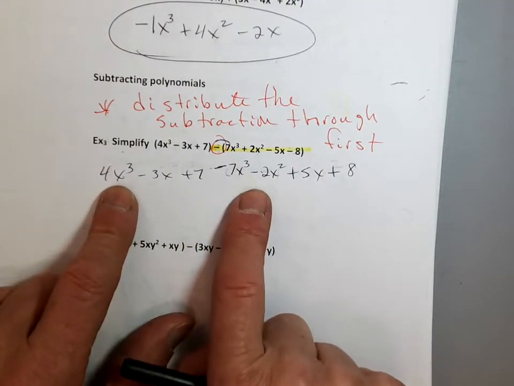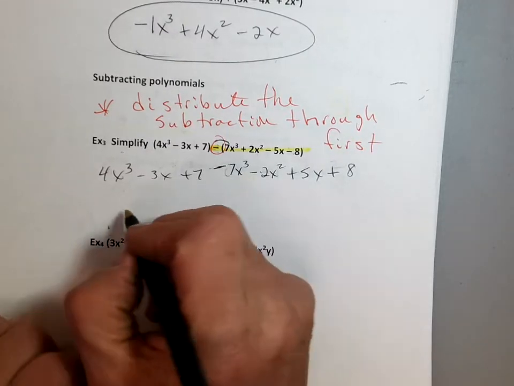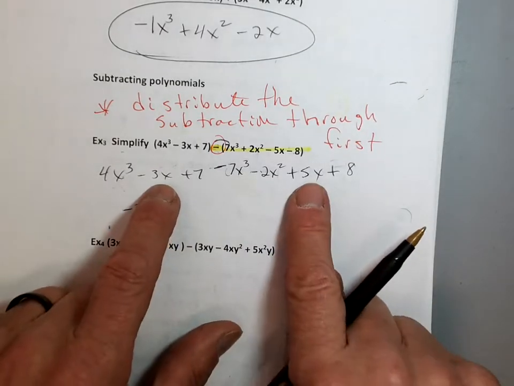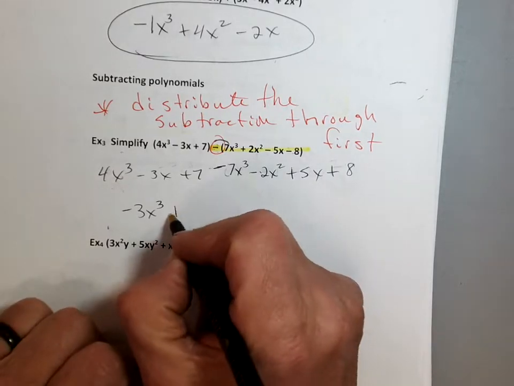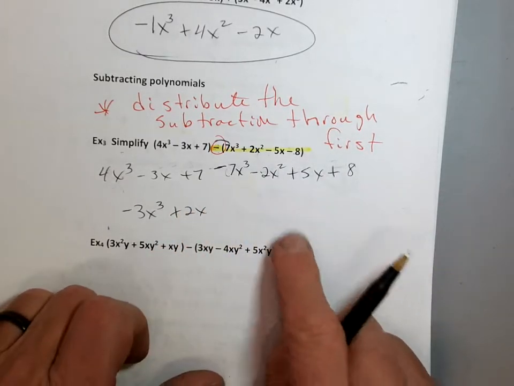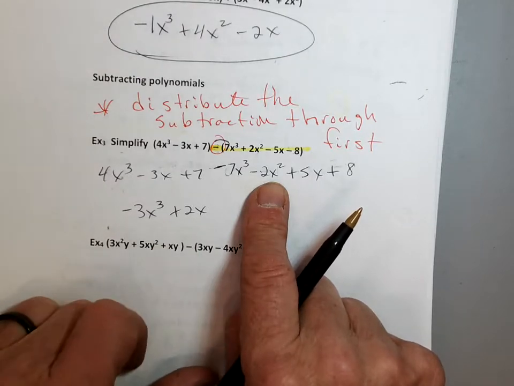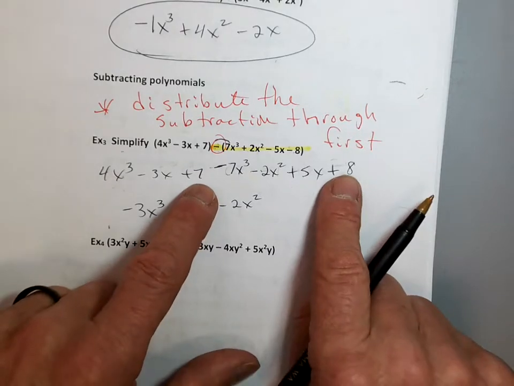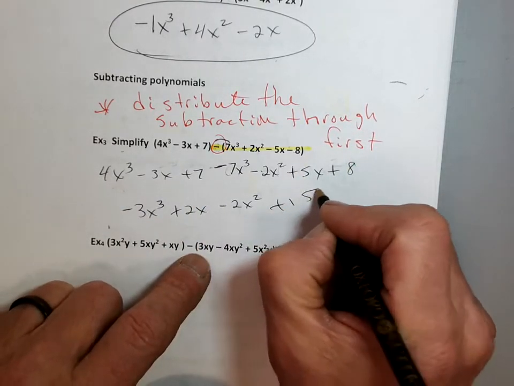These two, which will give me a negative 3x squared. This will be the answer. Negative 3x cubed. Negative 3x and a positive 5x. Positive 2x. Good. I've got a negative 2x squared, right? Is there any other x squareds to do? No. So it's just a minus 2x squared. And then a positive 15.